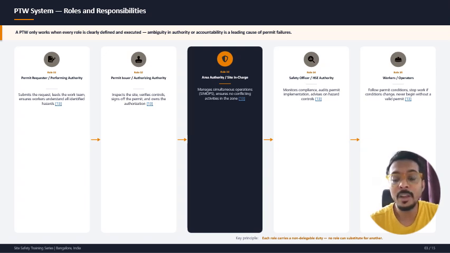So what kind of authority is required? Monitoring, compliance, audit, permit implementation, and the hazard controls. Okay, step 5 is worker operations. They follow the work permit and its conditions. So you can see that the roles and responsibilities are very vital for the PTW system.